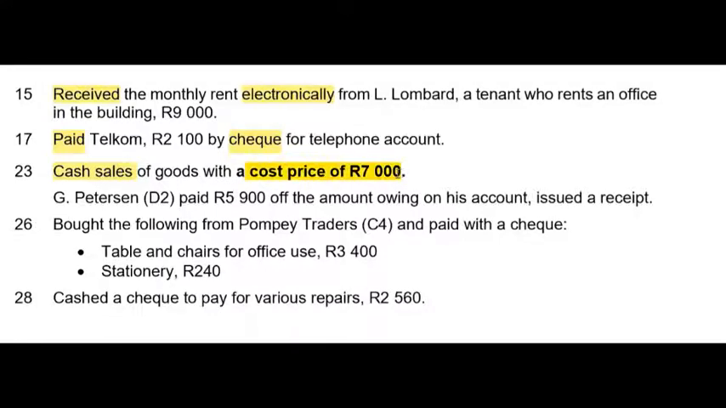Then I hope you've noticed that the next transaction on the 23rd is also a CRJ transaction because it says G. Peterson paid 5,900 Rand off the amount owing on his account and we issued a receipt. Okay, now if we issue a receipt, it indicates that we received money. It's a CRJ transaction. Okay, so with these two transactions, you must be careful with analysis of receipts and bank. If we go and look at the CRJ, it will look like this.